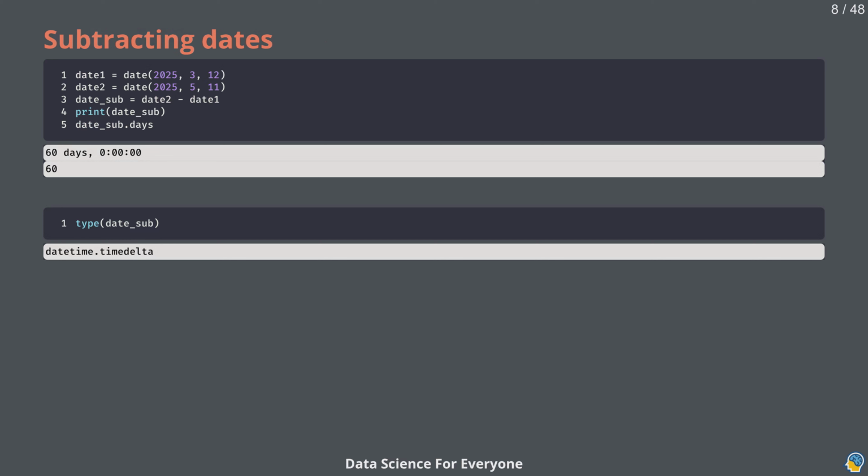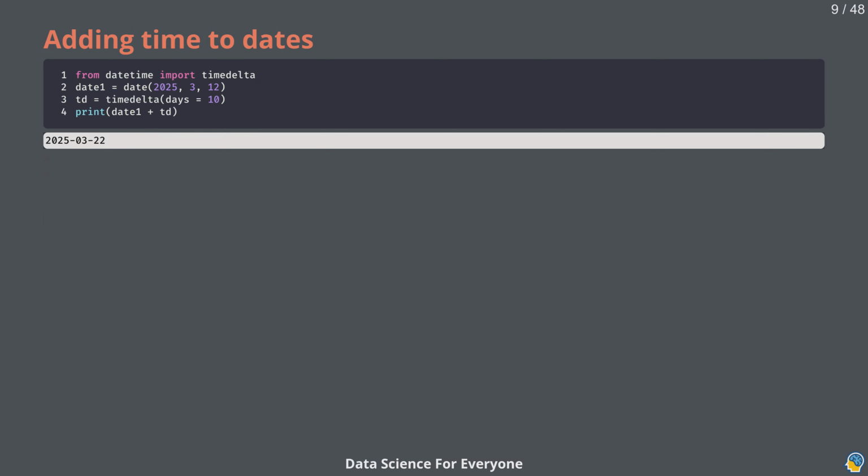Just like numbers, we can subtract one date from another. If we subtract dates, Python gives us a new type of object called a Timedelta object. This object tells us the difference between two dates. If we check its .days attribute, we'll see how many days are in between. In this case, 60 days. We can also add days to a date. To do that, we import Timedelta. Then, for example, we can create a 10-day time span. If we add that to March 12th, Python gives us March 22nd.